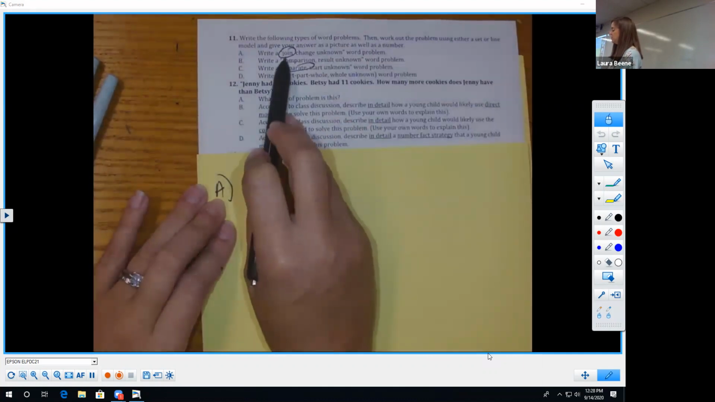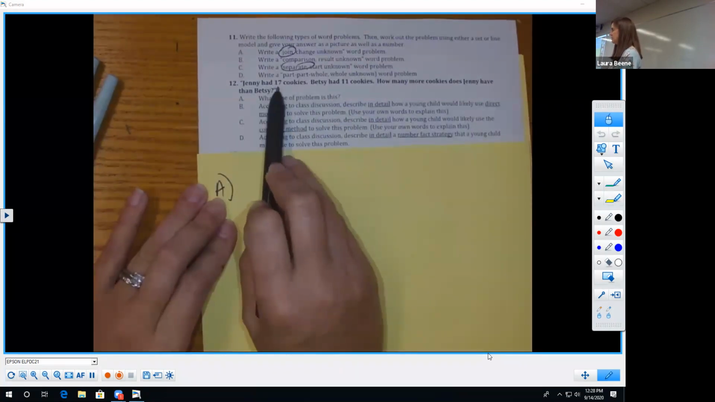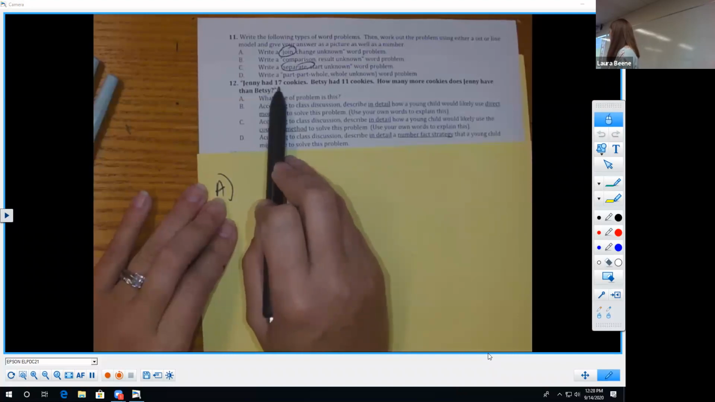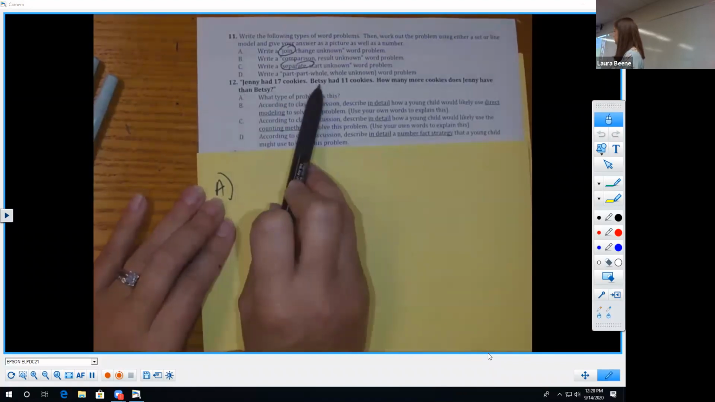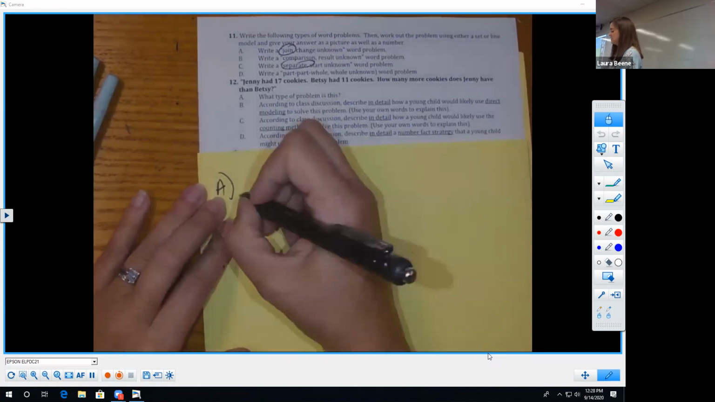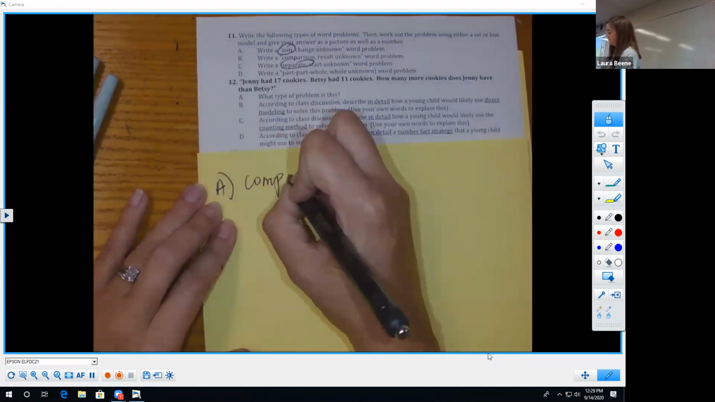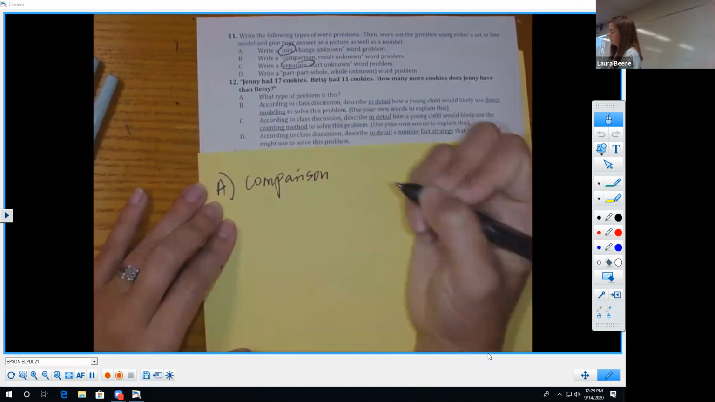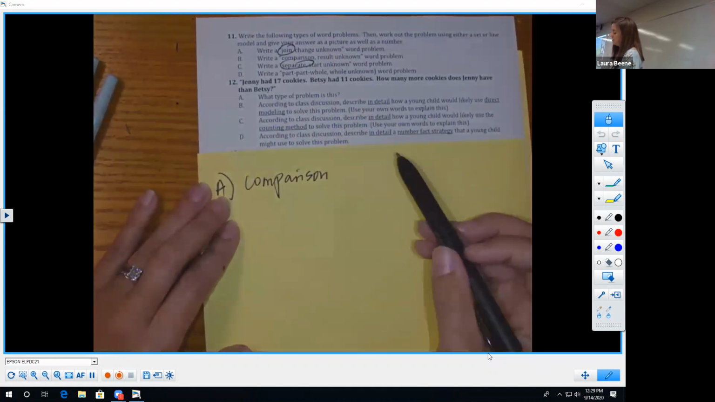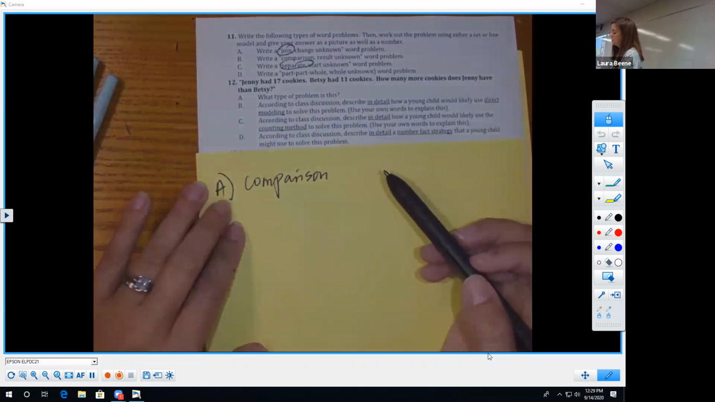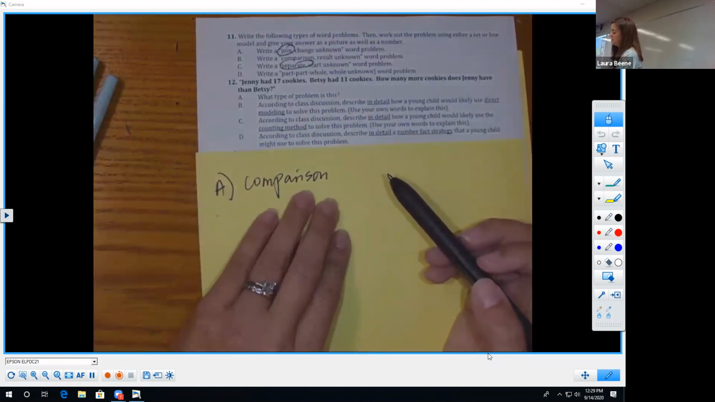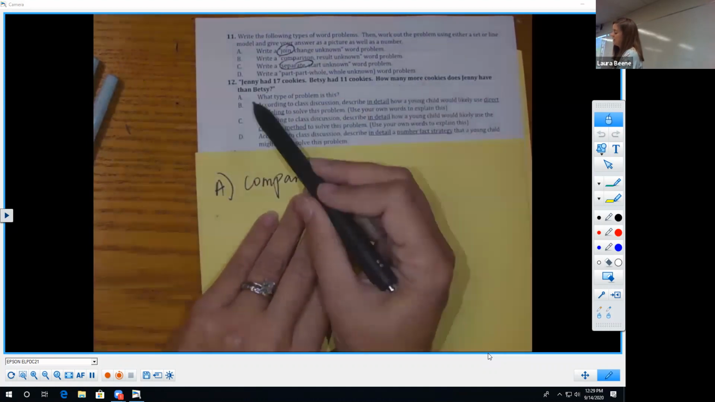Join is whenever Jenny had 17 cookies and she got 3 more, like 3 more were added to her hand. We're comparing Jenny's cookies versus Betsy's cookies. So this is a comparison problem. And what's the unknown here? How many more cookies did Jenny have than Betsy?